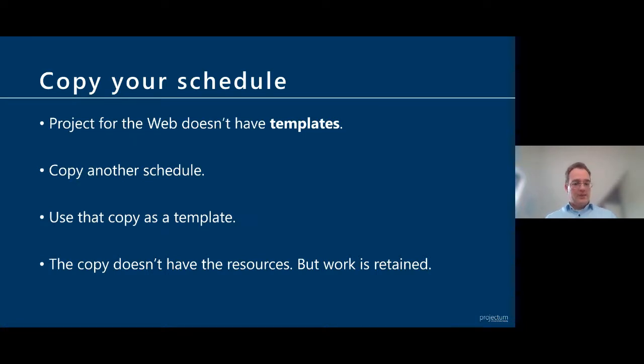The nice thing about this is that it doesn't have the resources. And again, resources in Project for the Web are actual users in the system. So they are actually Active Directory members. That means that if I copy a project, a person will be automatically overworked because he has double the work to do. But resources aren't retained, but work is. And that's nice because then you can start up a whole new schedule and retain that work and all that information about the WBS.